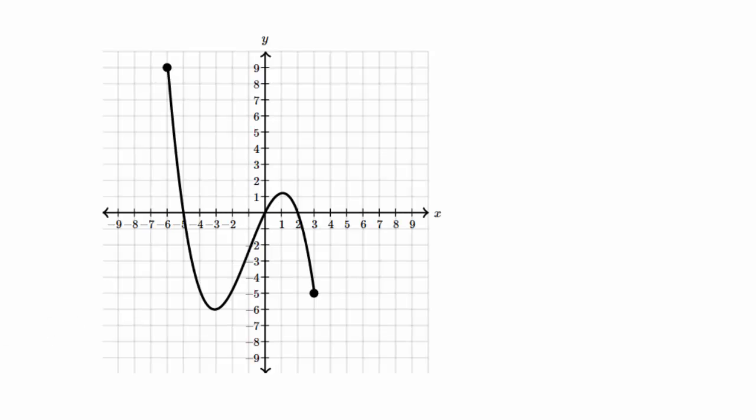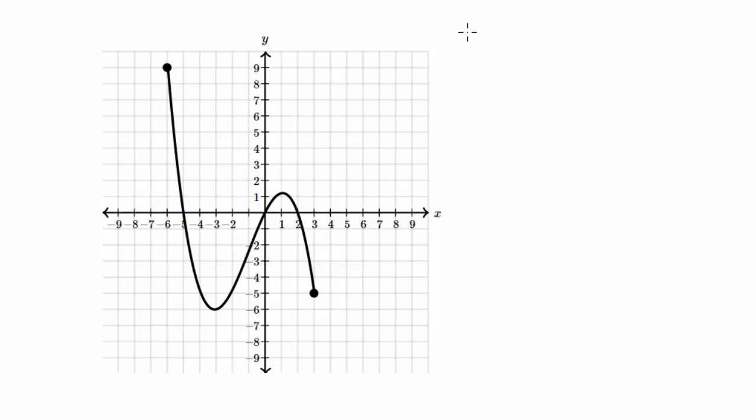Hi scholars, today we're going to take a look at some characteristics of graphs and talk about different ways to identify and describe these characteristics. So here is a graph. This looks like a graph of, it could be a cubic function, could be another kind of function. So let's take a look.